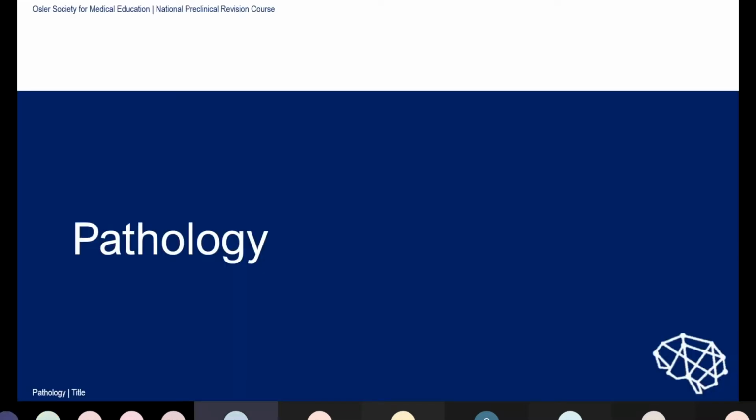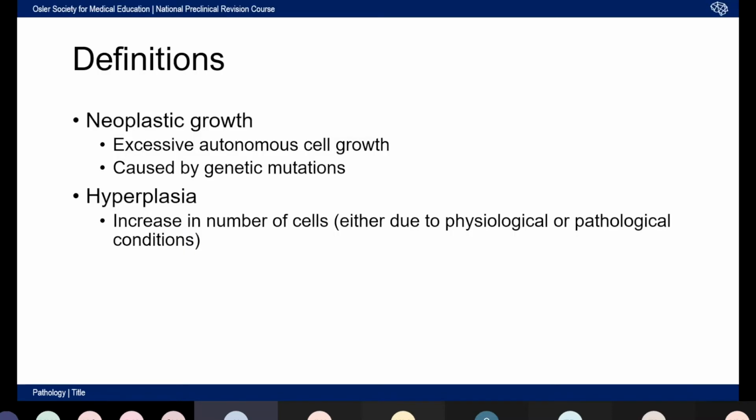We'll start off with some pathology for cancer. So some basic definitions. Hyperplasia is an increase in the number of cells, so when cell division occurs, and this can be due to either physiological or pathological conditions. But in hyperplasia, the cell growth will stop when the stimulus is removed, whilst in neoplasia, there's continuous cell growth, so there's excessive autonomous cell growth, and this is caused by genetic mutations in neoplasia.